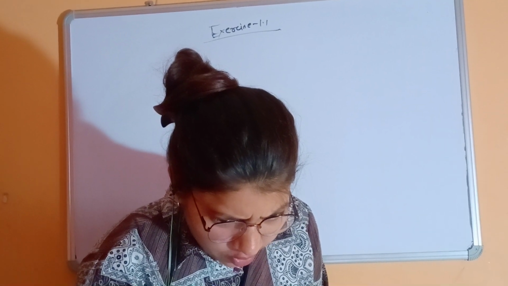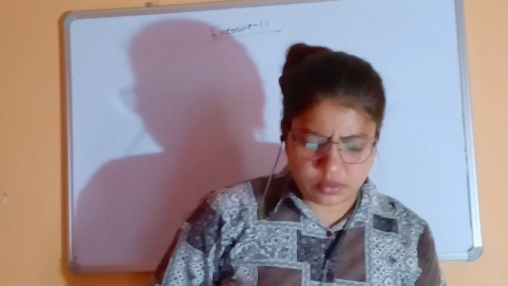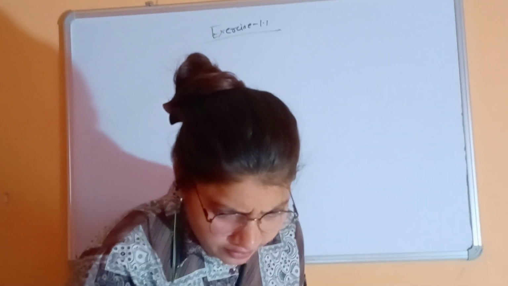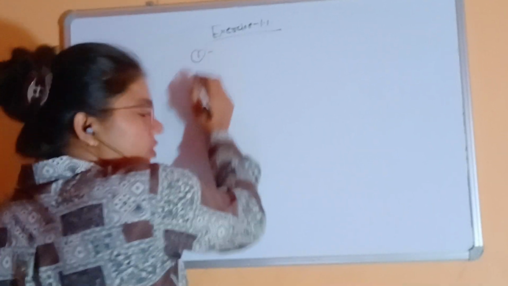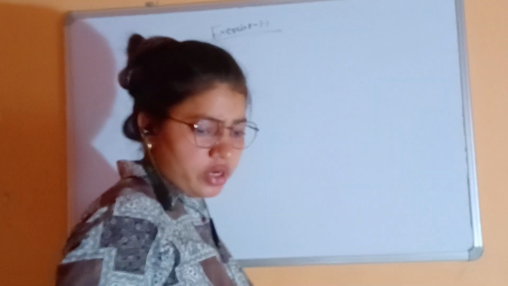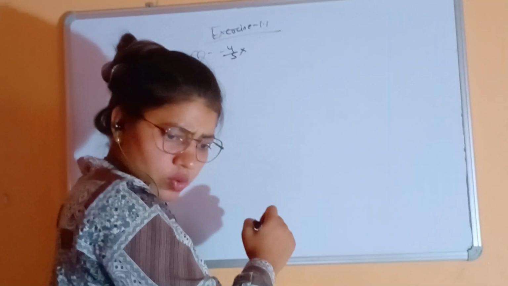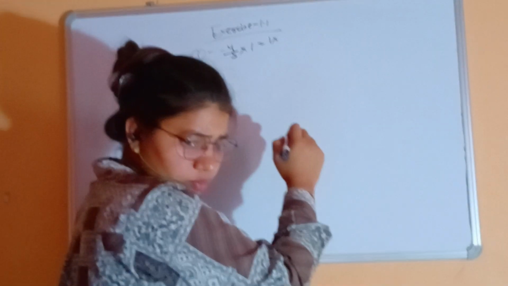I do not have your book right now, so I am downloading it on my laptop, so it takes time. Okay, so the first question is given. In your first question, which property is followed in the question. So the first question is minus 4 by 5 into 1 is equal to 1 into minus 4 by 5.